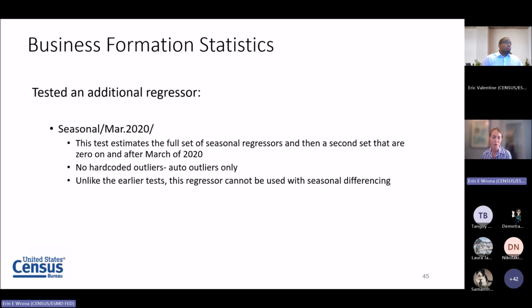I tested an additional regressor at this date. This test estimates the full set of seasonal regressors and then a second set that are 0 on and after March of 2020. And again, we had no hard-coded outliers, auto outliers only. And one thing to note, unlike the earlier tests, this regressor cannot be used with seasonal differencing.